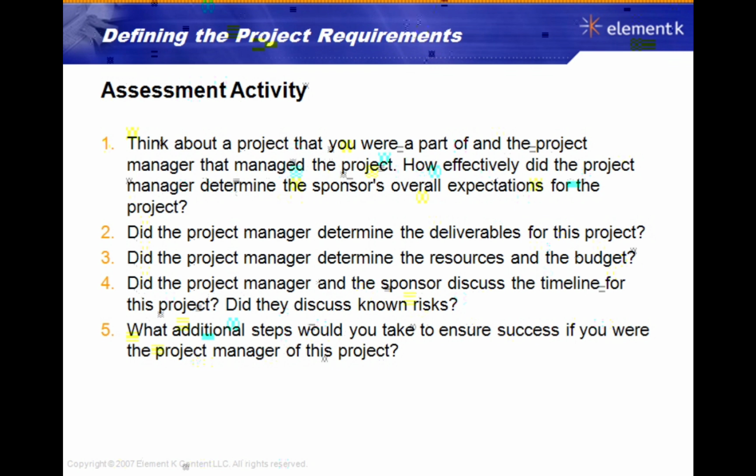Again, think about a project that you worked on. Think about the project manager that managed the project and how effectively the project manager determined the sponsor's overall expectations for the project. Did they determine the deliverables? Did they determine the resources? And do you think that they discussed the timeline and also the known risks? And then what if you were the project manager? What would you have done to ensure that there was success here? Jot down a little bit of information, think about these questions, and then don't forget to refer back to them at the end of this course.